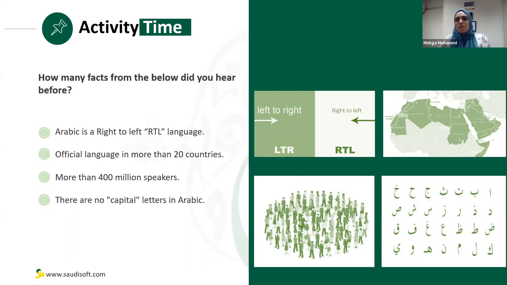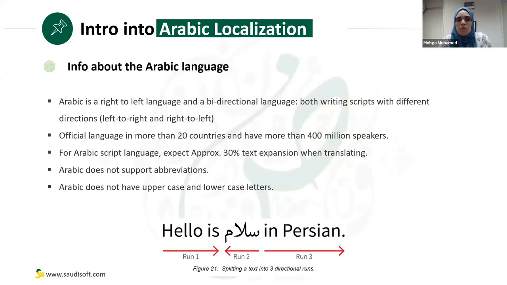So yes, Arabic is not a left to right language like English. Arabic is a right to left language where writing starts from the right of the page and continues to the left. Also, as known, Arabic is a bi-directional language with both writing scripts with different directions, left to right and right to left. And this could happen when writing numbers in the Latin shapes in the Arabic script. We will talk more about the bi-directional Arabic common issues later in the upcoming slide with Alia.